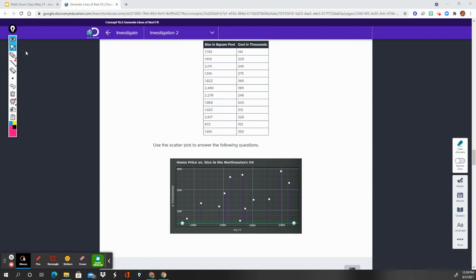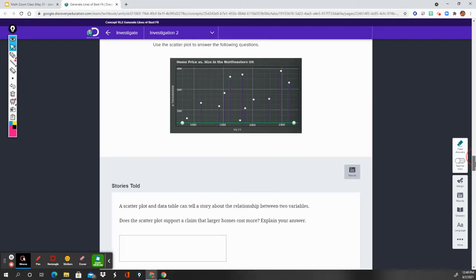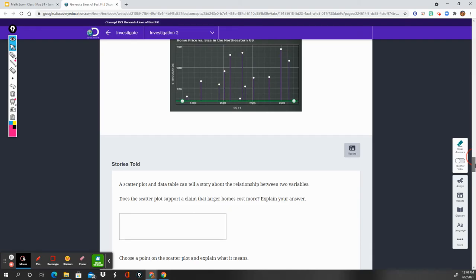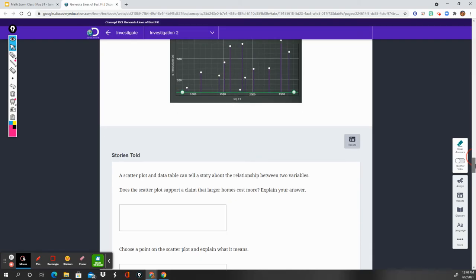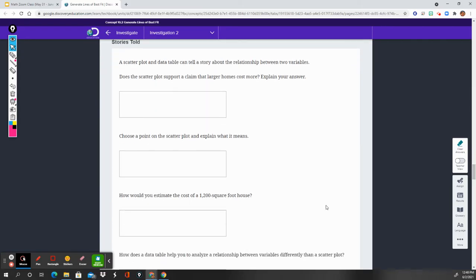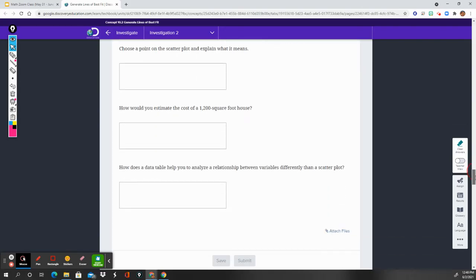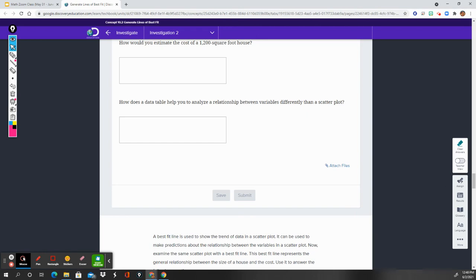And I don't think it's going to let you answer here. You have to go back to the interactive and answer that there. But what do you notice when you create your line of best fit? What does that tell you about this story? Like, what observations could you make from this? How could you use this to predict what a home would cost based on its size? And could you estimate the cost of a house that is 1,200 square feet? And how does the data table help you analyze that? And then again, you're going to hit submit.